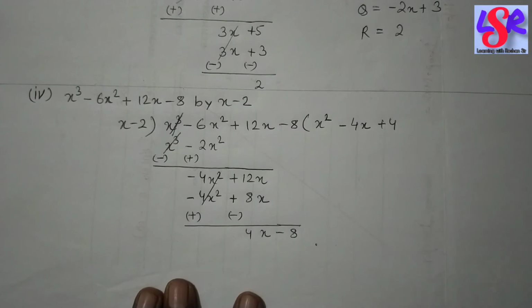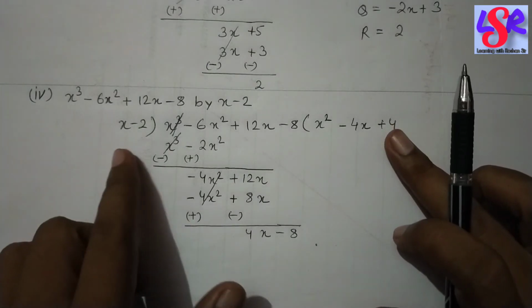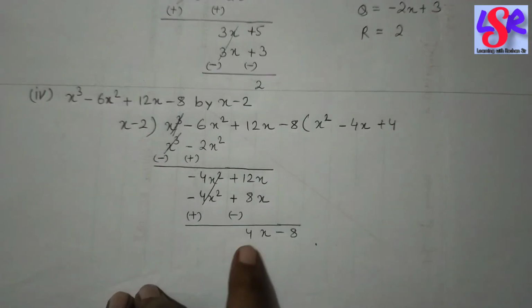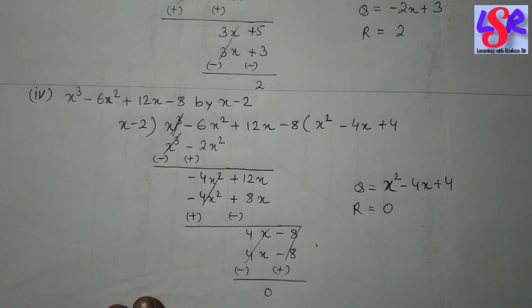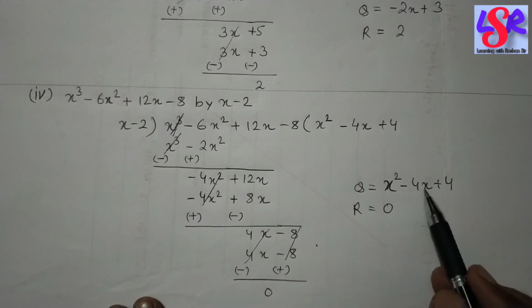Then we'll be multiplying x minus 2 both by 4 to get 4x minus 8. Then we'll subtract it. And on subtracting we get 0 as the remainder, and the quotient as x square minus 4x plus 4.